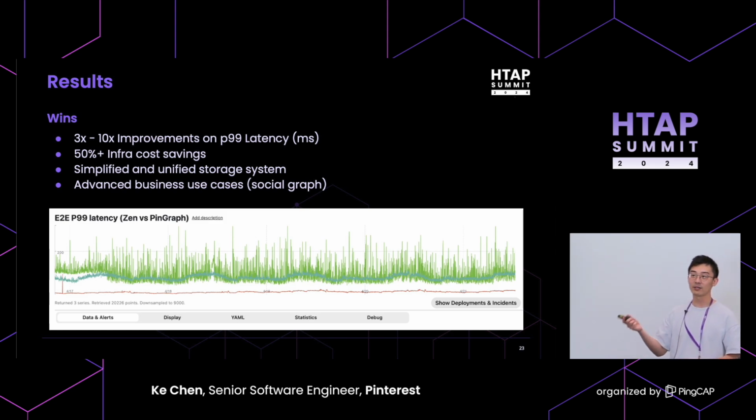P99 latency comparison between Zen and PinGraph. There's a very spiky green line you can see there. It's the P99 latency measured in milliseconds from Zen. And there's a very thin red line under it. It's the P99 latency from PinGraph. It's clear to tell it is much more stable and much better on the new system.